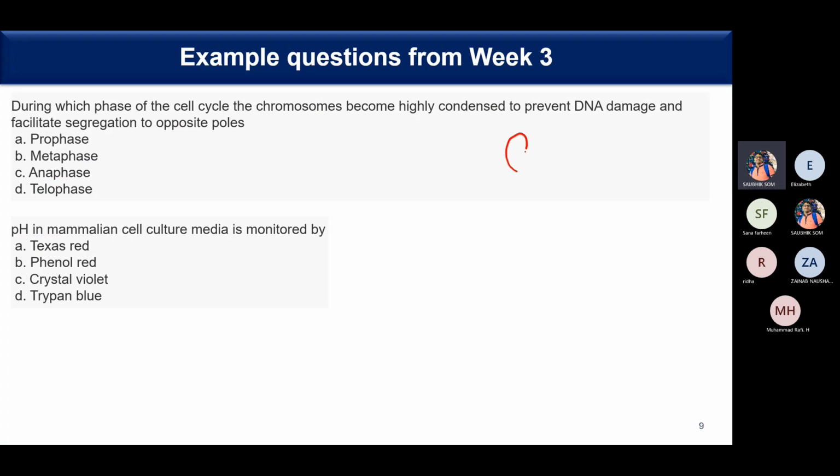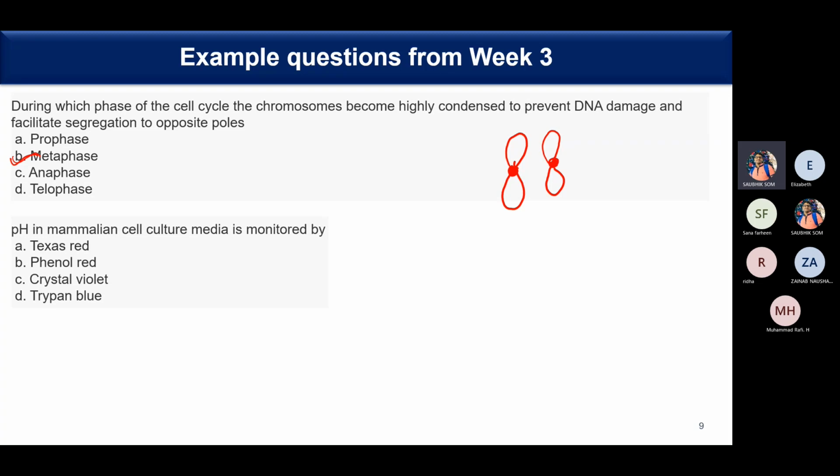Now in anaphase, the chromosomes become highly constricted to prevent DNA damage and to facilitate segregation to the opposite poles. So of course it will be metaphase. Now the answer that is given is anaphase.